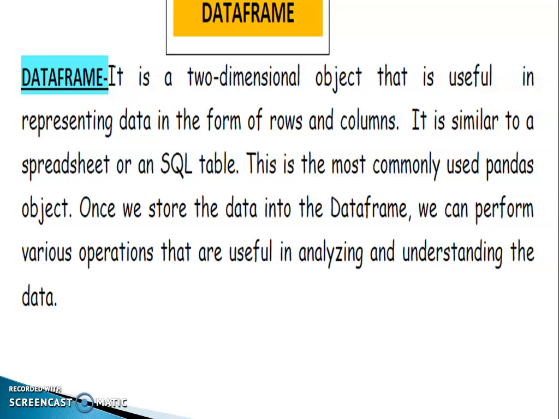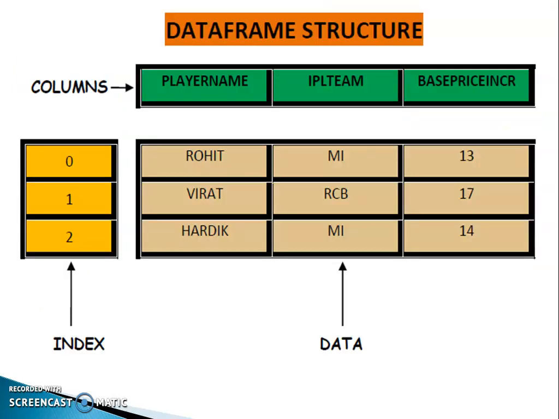A data frame is a two-dimensional object. Heterogeneous data we can store in this data frame. Values and size are immutable. We can store the data in the form of rows and columns, that is, in a tabular format. Okay, clear? Then, in the data frame data structure, you know about columns and rows.